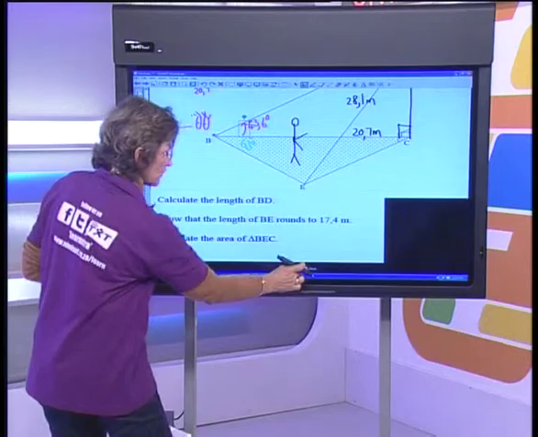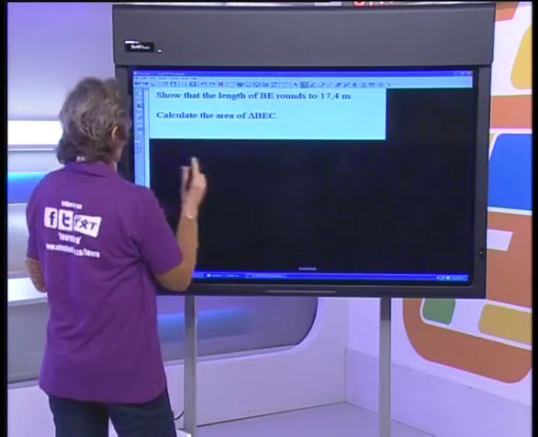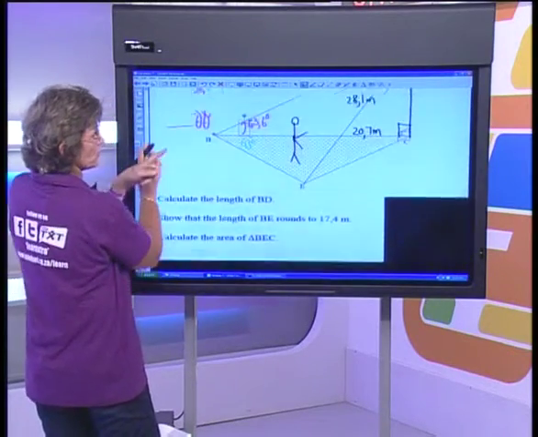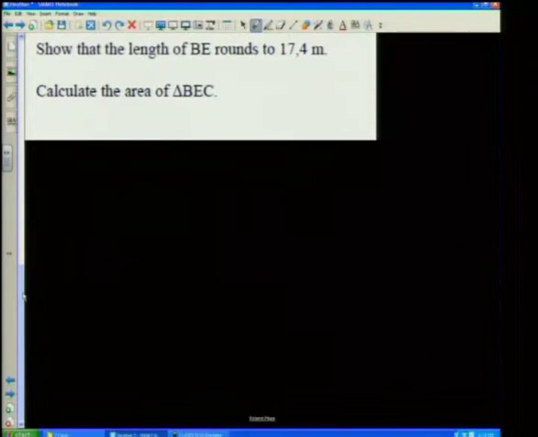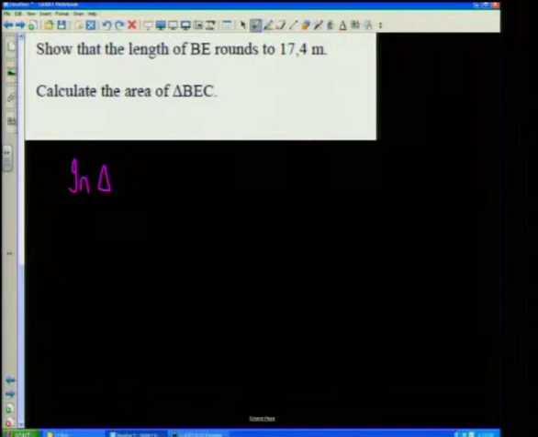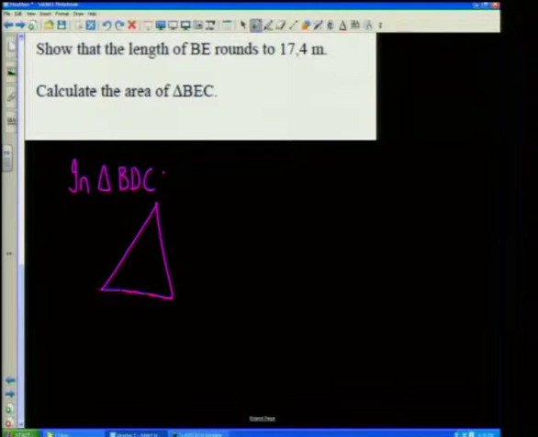Right, coming down to the bottom here, we're going to actually tell them which triangle we're working in. Just to be sure, we're working in triangle BDC, okay? So we tell them, in triangle BDC, all right? Remember that we had this angle as being 42,6, and we had this length as being 20,7, and we wanted to find BD.